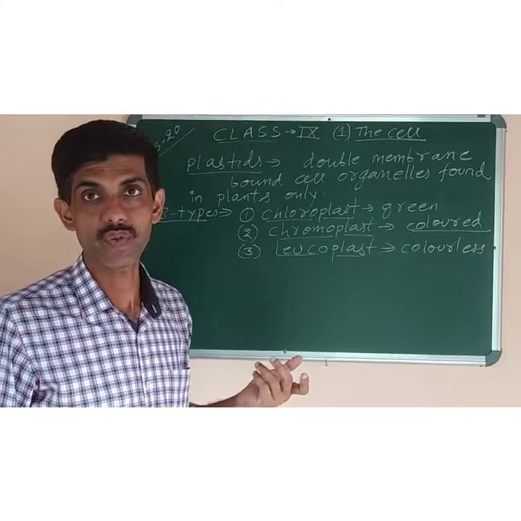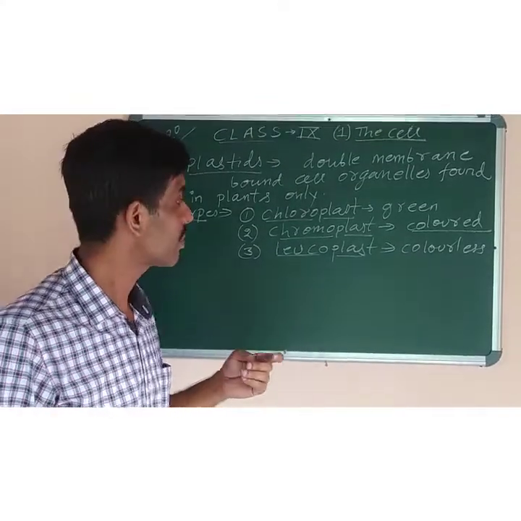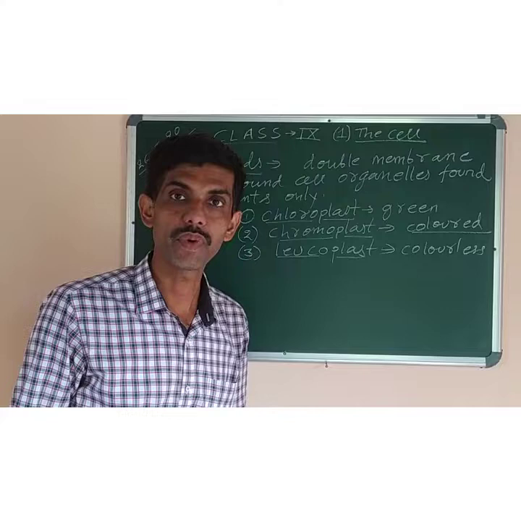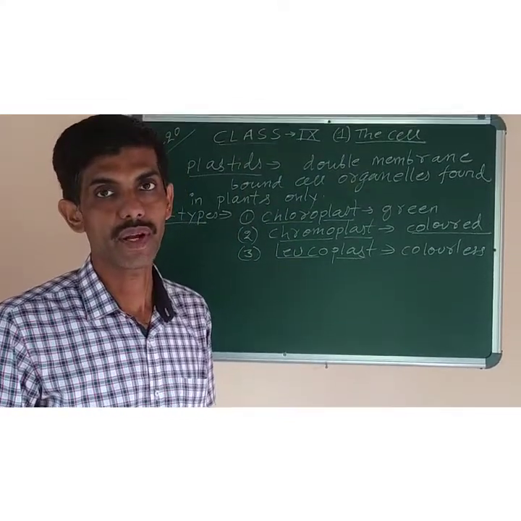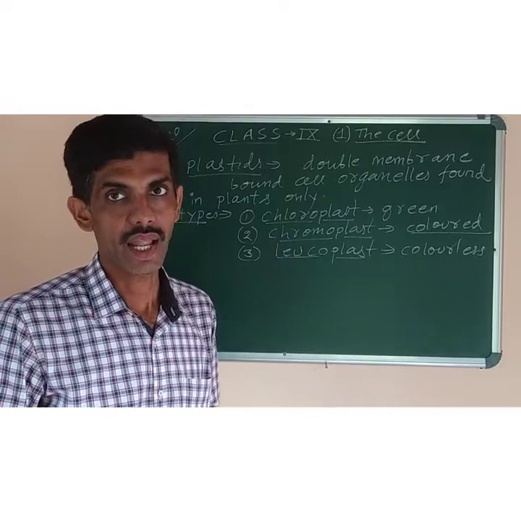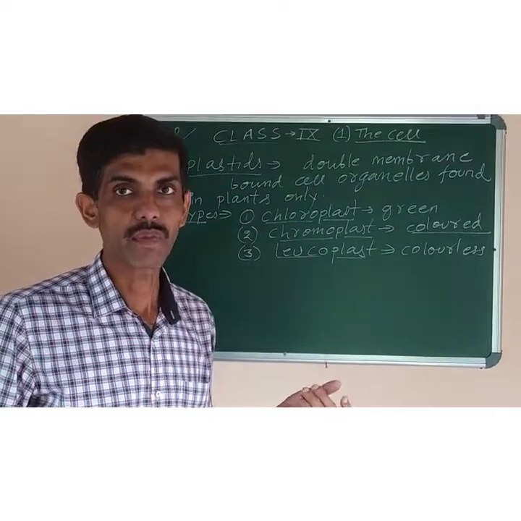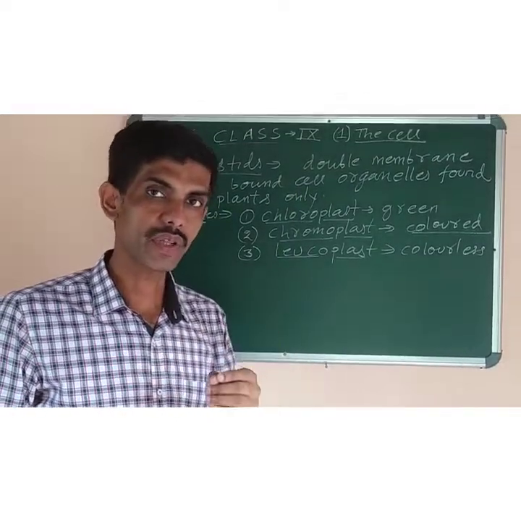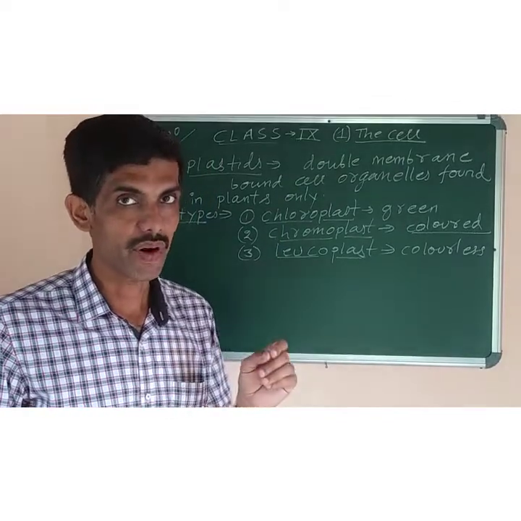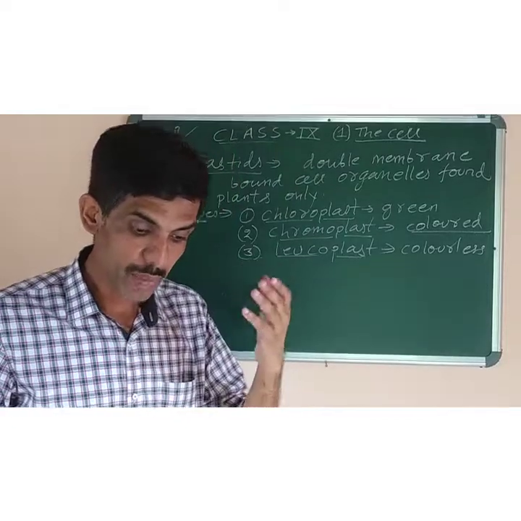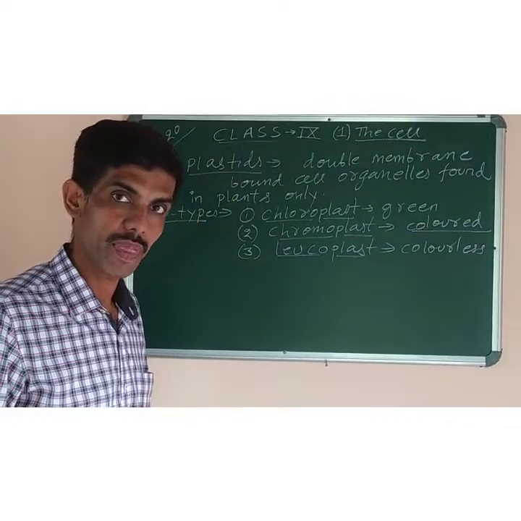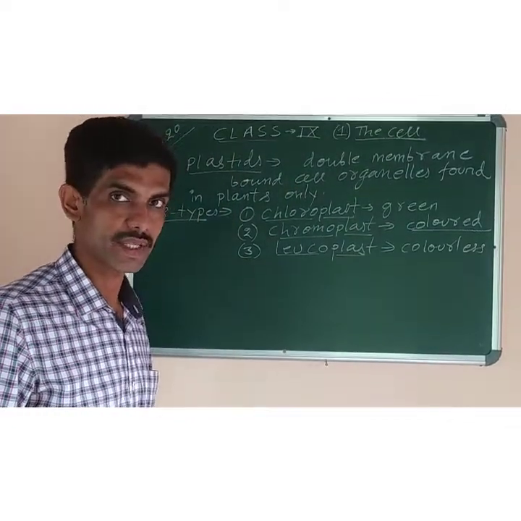Then what is the function, and where are they present? The function of leucoplast is to store the food materials in the form of starch granules, and they are present in different types of grains like wheat grain, rice, maize. Whatever food they store, they store it in the leucoplast plastid. And according to the material which they store, three different types of leucoplasts are there.